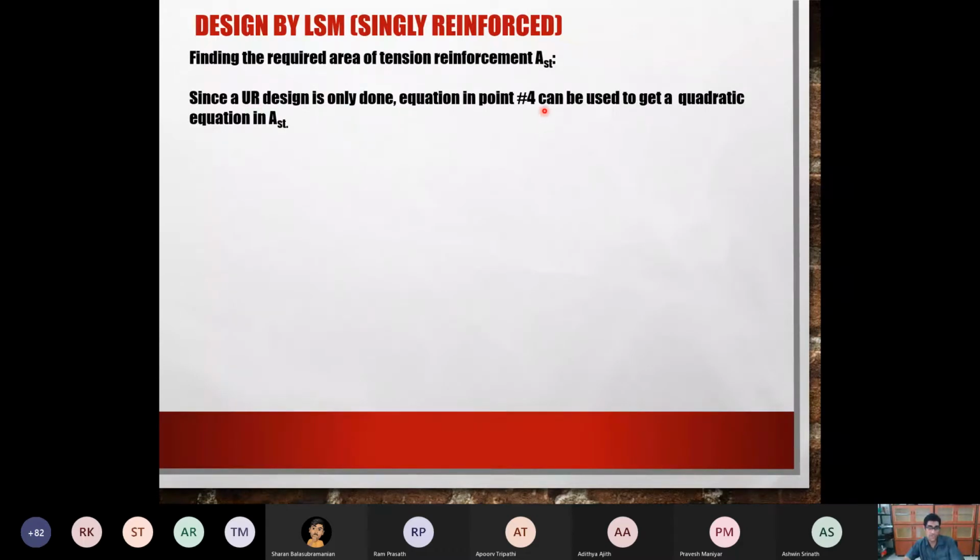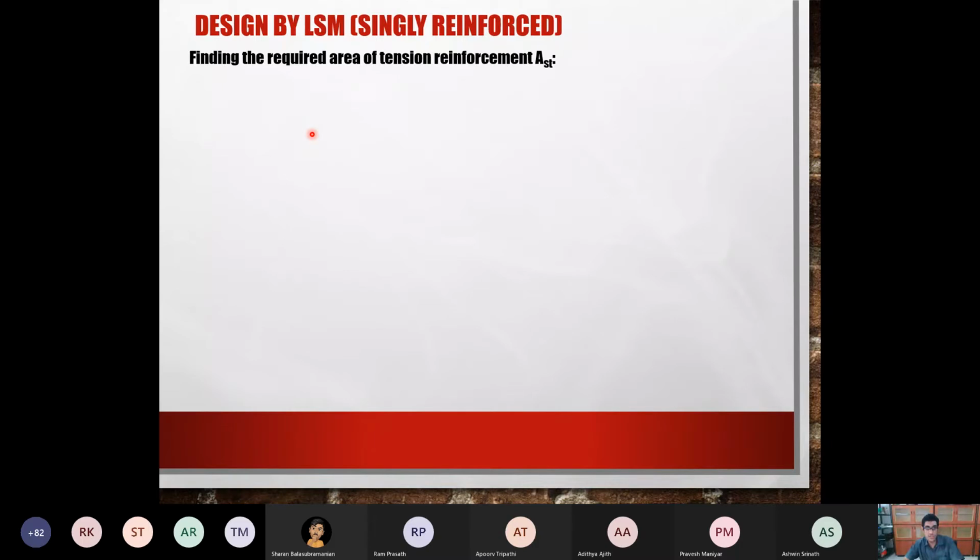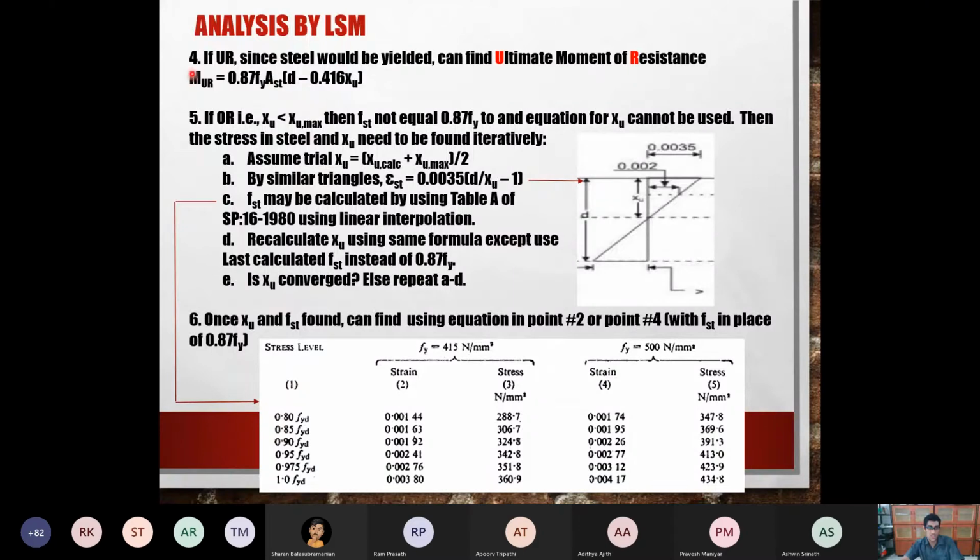So the equation in point number 4 can be used to get a quadratic equation in terms of the area of steel. For the purpose of memory, let me shift back to equation number 4. This equation. So you would have found the target moment which you want is this. You have found the factored moment, so you will just use that. Depth you would have just calculated in the previous step by using Mu limit equal to 0.138 fck bd square. So based on that, you will find out d. So that will also be known now. And the only unknown here is Ast.